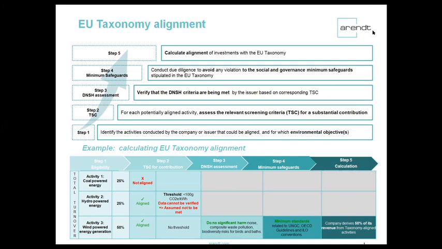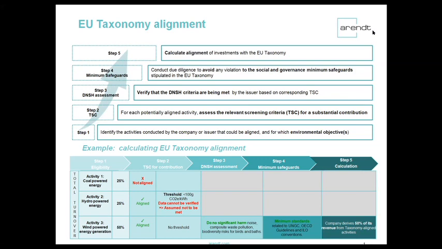Yes. So in the example on the slide here, I looked at turnover. Indeed, the way you screen a company against the taxonomy is based on three different KPIs. That's what is proposed in the regulation. You can either use the turnover of the company, you can use the capex of the company, or you can use the opex of the company.